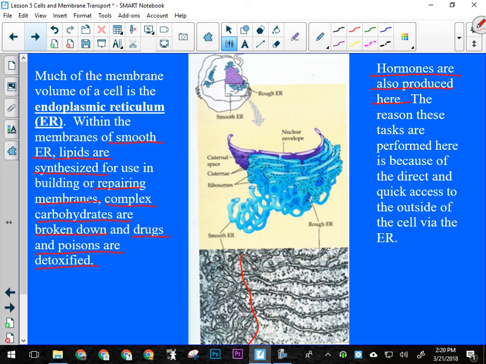Okay, hormones, lots of times cells are producing those not for themselves, but for other cells. So we need those to get to the membrane quickly so they get out of the cell and where they need to go. All right, so basically any job that involves getting something out of the cell quickly has to be done there. Okay, questions on the smooth ER?